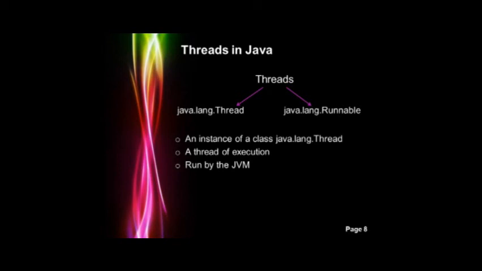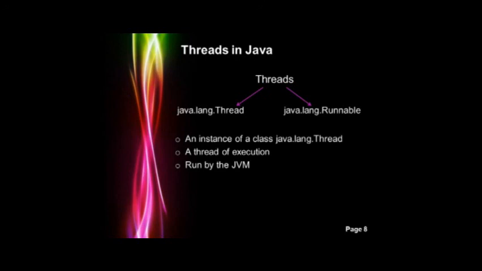Now we'll take a look at threads in Java. Threads can be created in Java using two methods. Either you can extend the Thread class in the java.lang package, or else you can implement the Runnable interface, which is also in the java.lang package.